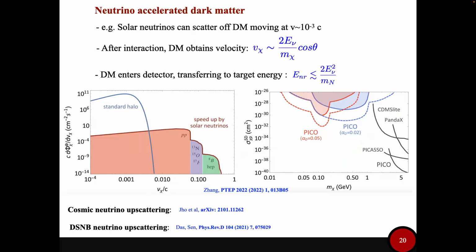All right. There are different ways that I can look for this accelerated dark matter. I can look at neutrino-accelerated dark matter. I know that the sun produces a lot of neutrinos. So if neutrinos coming from the sun hit a dark matter particle on their way, I can calculate the velocity of the dark matter, which is related to the energy of the neutrino after it escapes the sun, and the mass of the dark matter.